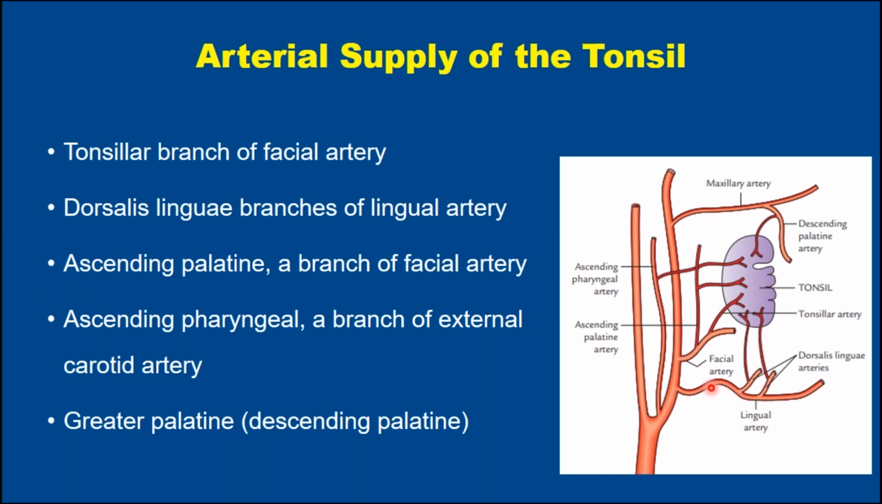Then it is also supplied by the dorsalis linguae branch of the lingual artery. This is the lingual artery, and from the lingual artery the dorsalis linguae arteries arise, which also supply the lower pole of the tonsil. Then it is supplied by the ascending palatine artery, the ascending pharyngeal artery, and the greater palatine artery. This greater palatine artery, also known as the descending palatine artery, is a branch of the maxillary artery. This is the maxillary artery. So these are the arterial supply of the tonsil.